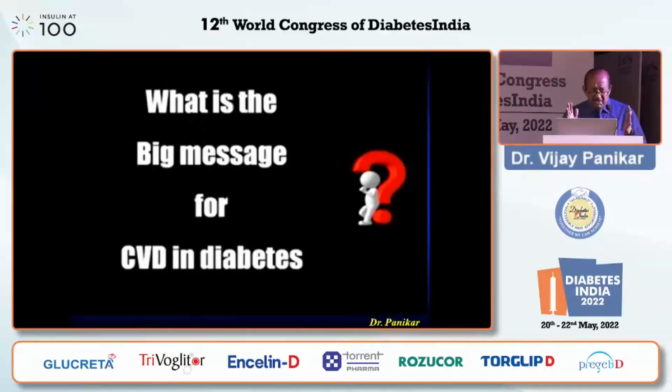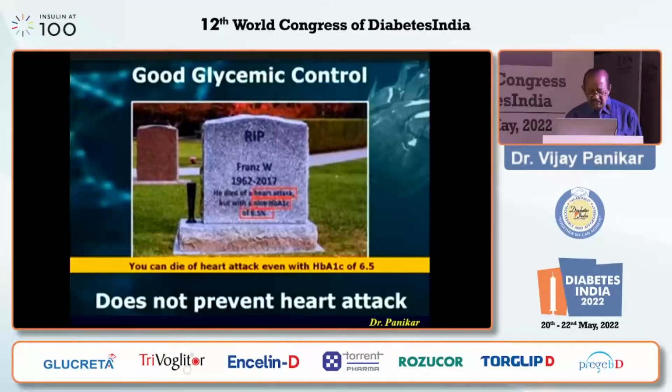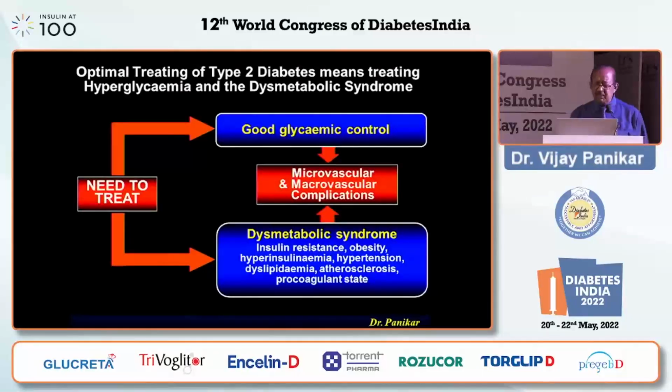So what is the big message for cardiovascular disease from all these studies? That good glycemic control does not prevent heart attack. You could still die of a heart attack with an HbA1c of 6.5. That is the big message that we know. So diabetes is not only about sugar. Blood sugar is just one aspect of it. If you ask me, blood sugar is the one which causes the microvascular complications. The macrovascular is different. So when you're treating type 2 diabetes, you should treat the hyperglycemia.